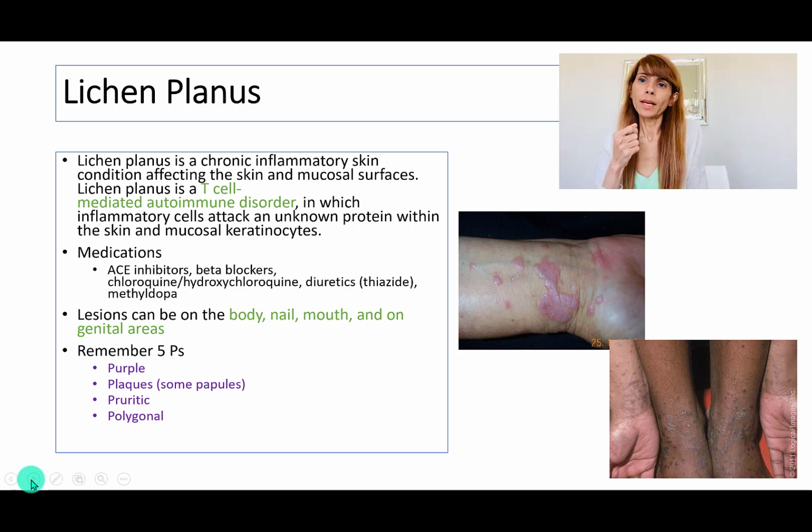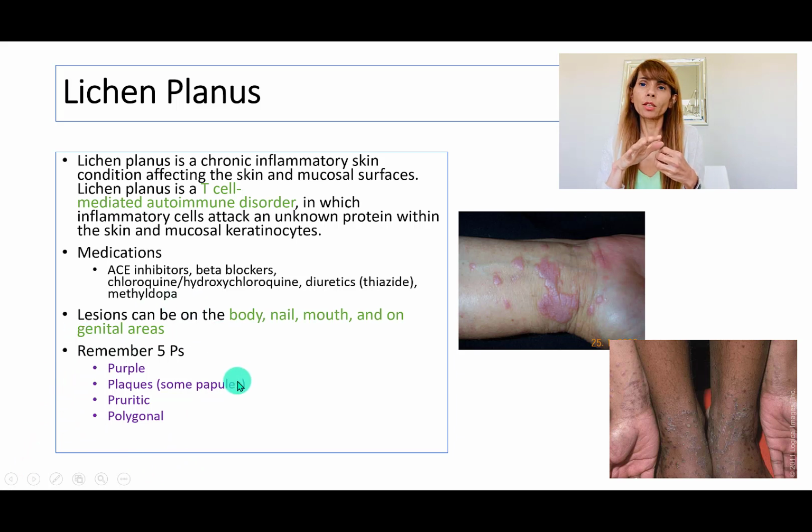So next is lichen planus. So lichen planus is a chronic inflammatory skin condition which affects the skin and the mucous surfaces. So this is basically a condition again where we see plaques, and these are going to be different from psoriasis. Why? Because there are 5 P's that we need to remember. So we'll go right into that.